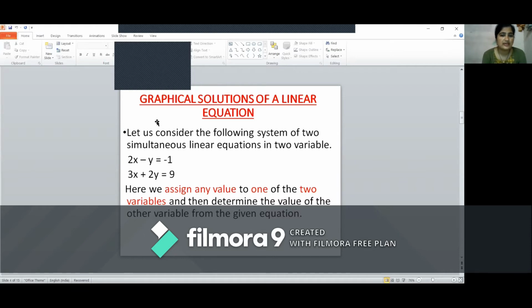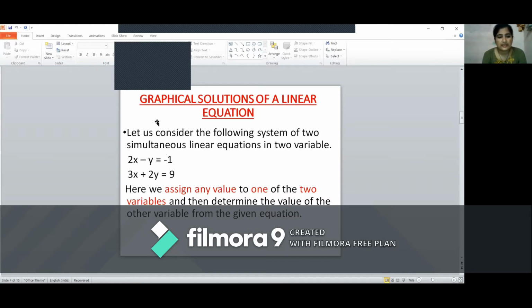For that we need the system of two linear equations. Okay, and then we can solve them simultaneously by using the graph method. So what is the graph method? We have to find out the values of x and y corresponding to the linear equations, and we have to plot them on the xy coordinate system, that means xy plane.